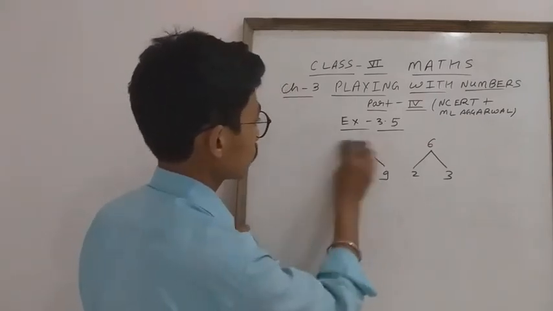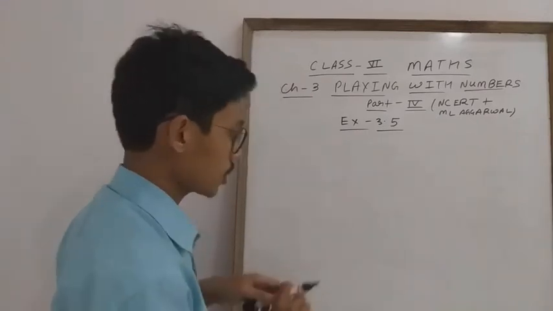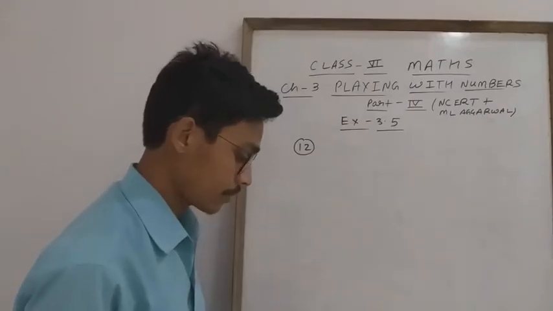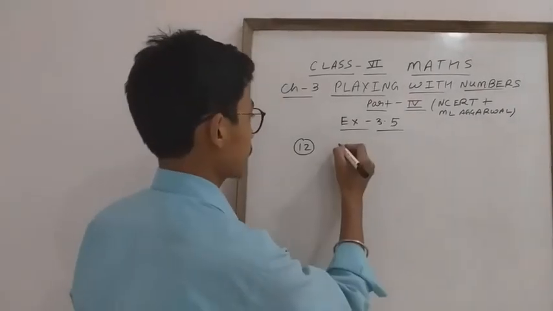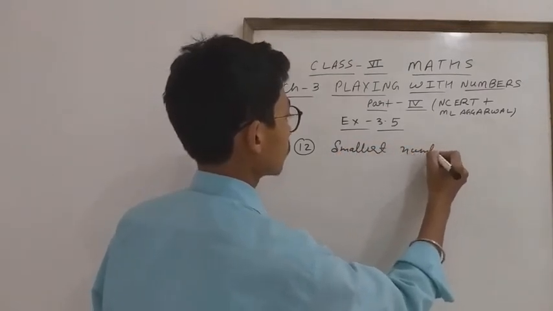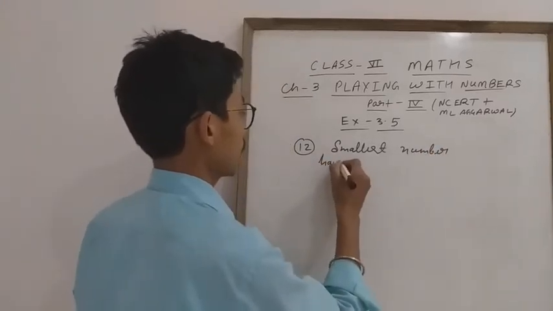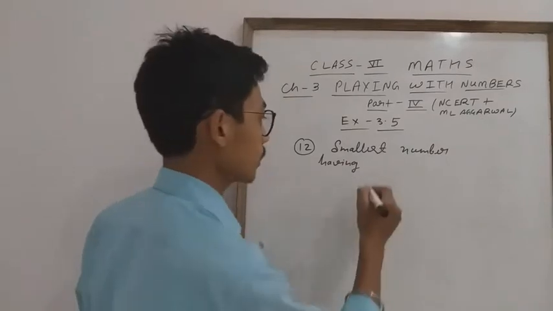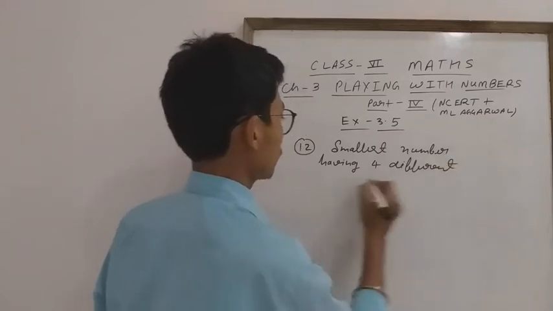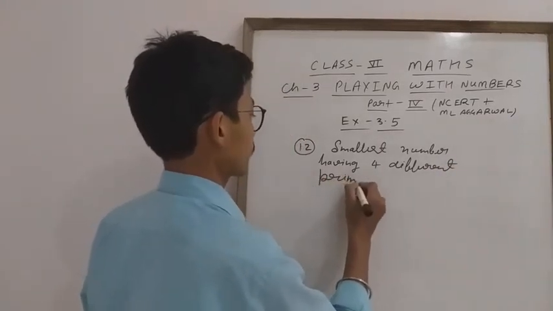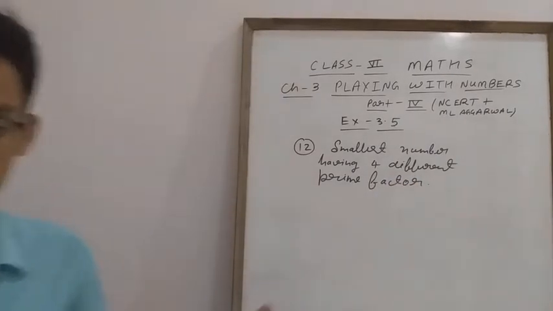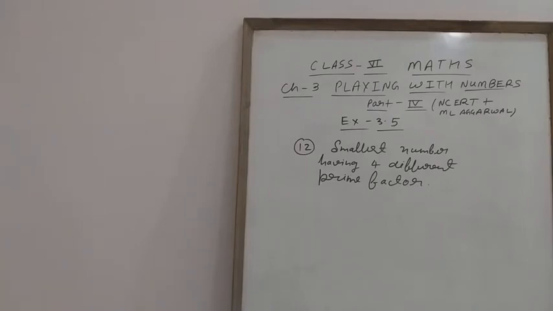Now I am going to explain question number 12, students. See, question number 12 is given. What is given in question number 12? It is given: I am the smallest number having 4 different prime factors. See, smallest number having 4 different prime factors. Clear everyone? What is given? Smallest number having 4 different prime factors.